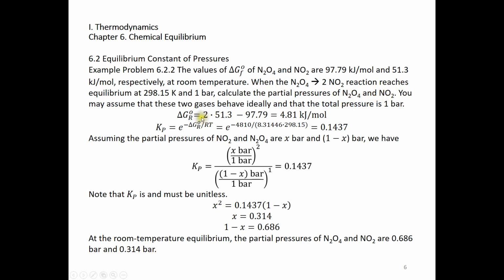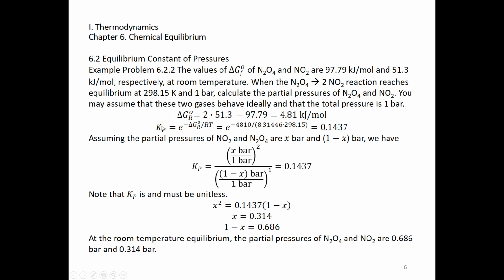First, we need to compute the standard Gibbs energy of reaction. 2 times the Gibbs energy of formation of NO2 minus 1 times the Gibbs energy of formation of N2O4. So 1 and 2 are just the coefficients over here. And then we get 4.81 kilojoule per mole. That's the standard Gibbs energy of reaction. Now we can compute the equilibrium constant of pressures for this reaction. And it's e to the power of negative delta G of reaction over RT. We plug in all the numbers, and then we get 0.1437. And that's the value of K sub P.